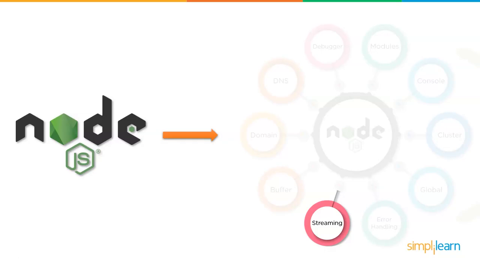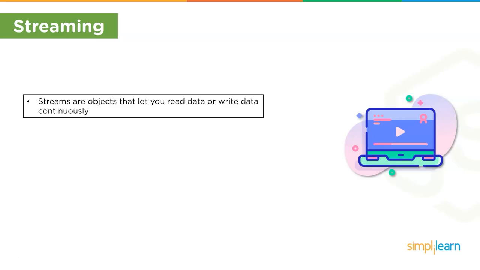Next up, we have streaming. A stream is an abstract interface for working with streaming data in Node.js.